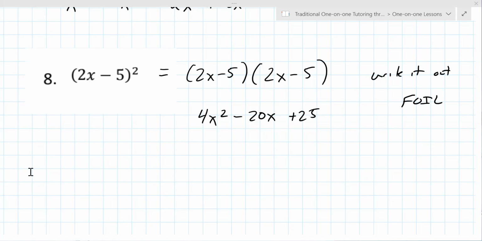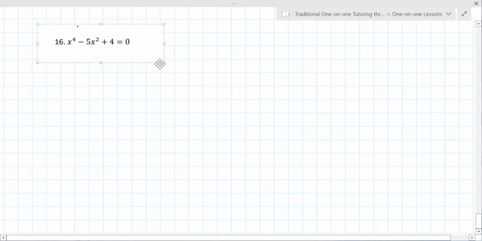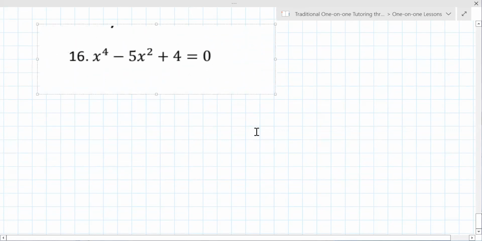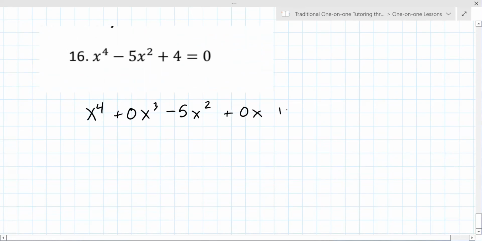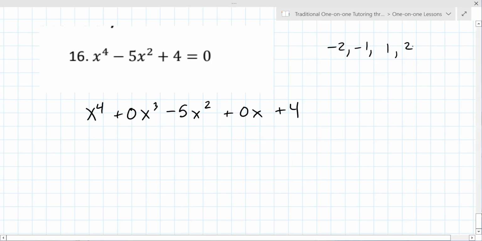It does say to use synthetic division though, which is not the best way to do it. But let me remind you that this is x to the fourth plus 0x cubed minus 5x squared plus 0x plus 4. And that's critical. It's critical that you provide those missing terms. Now, when you go to your calculator and graph this, you will find all the roots. There are roots at -2, -1, 1, and 2.